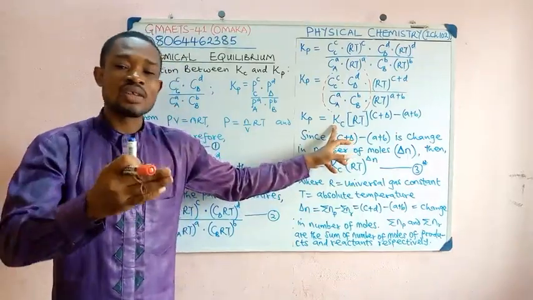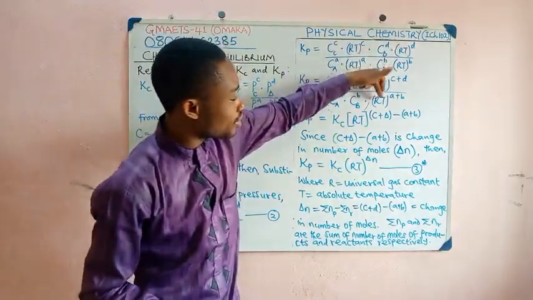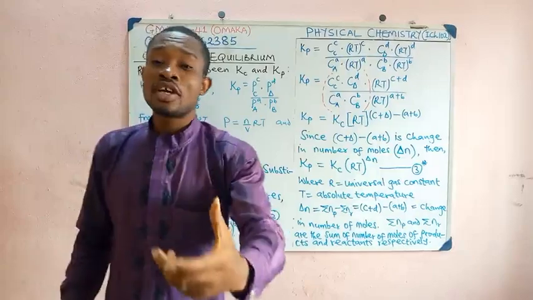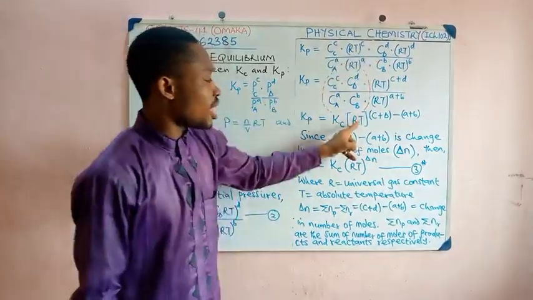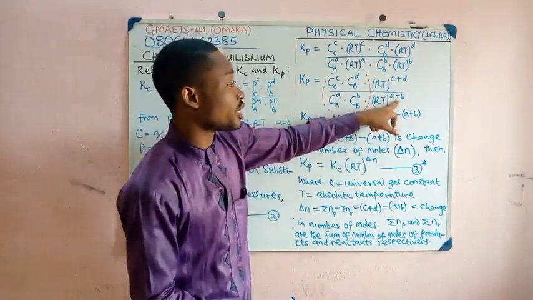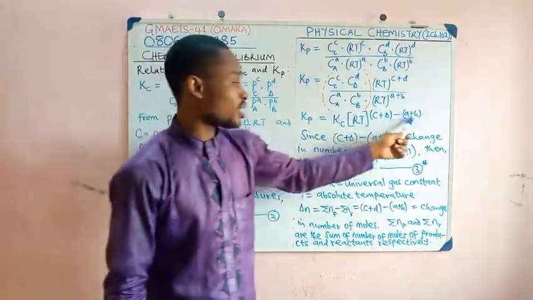Kc, that is the equilibrium constant in terms of concentration. Then, for this RT term and RT term, you can see that they are being divided. You cannot apply the division law of indices. Pick one of the RTs and then subtract the power of the denominator from the power of the numerator. That's going to give us this.